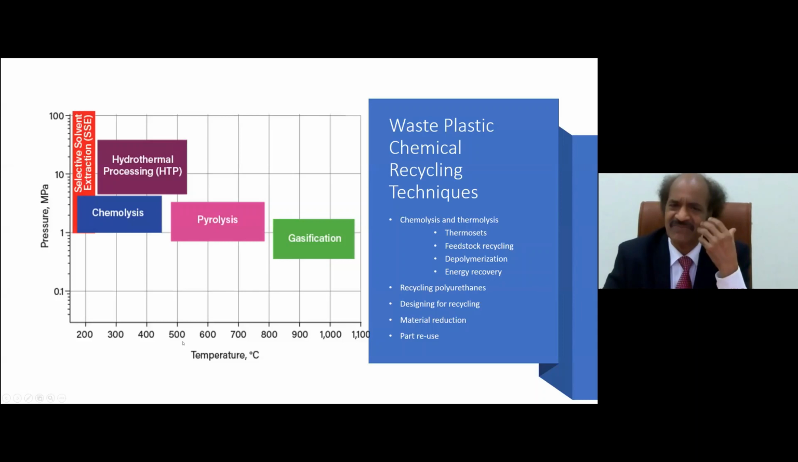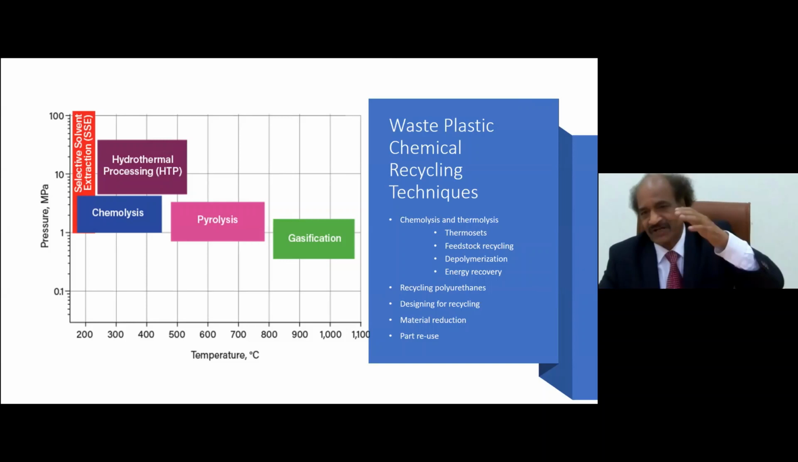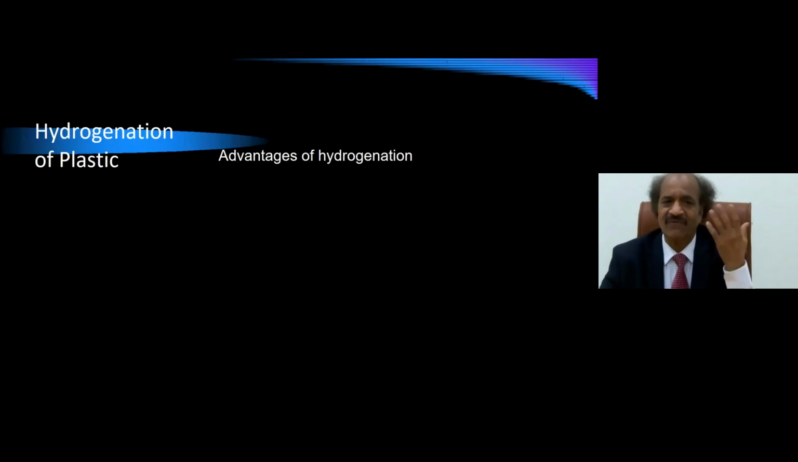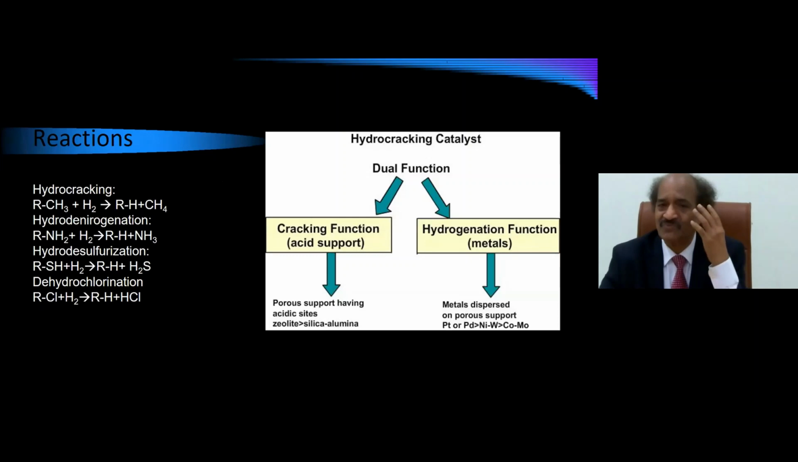So what is the solution? For waste plastic, chemical recycling. There is upcycling, downcycling, and whatnot. So depolymerization, energy recovery, and all sorts of plastics can be recycled. We have chemolysis, pyrolysis, gasification, right? Chemolysis is the use of chemicals to break down plastics. So we have hydrogenation, and the hydrogenation reaction is one important part.